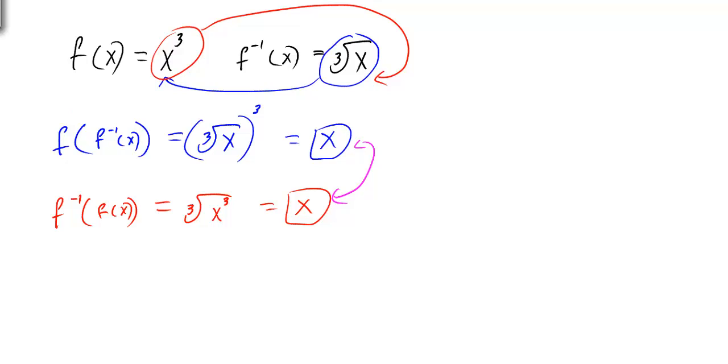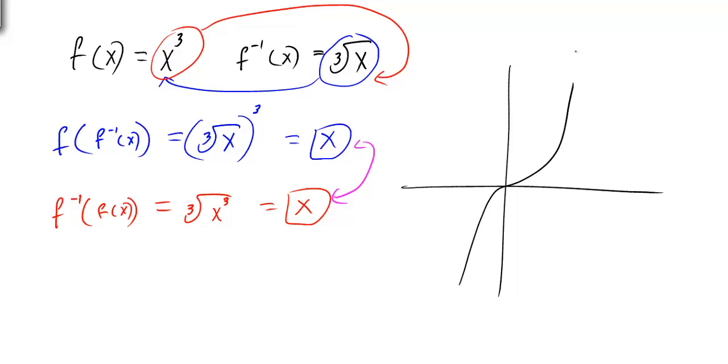And if we want to determine if functions are inverses graphically, let's see what happens if we graph each of these functions. If we were to graph x cubed, we know the cube root function looks something like this. So here's our function f. And then if we were to graph the inverse of f, it's going to look something like this.